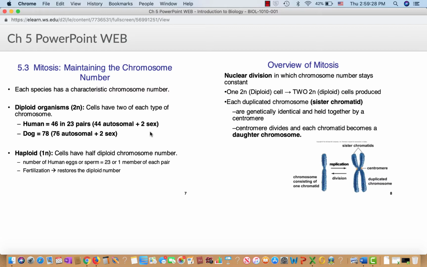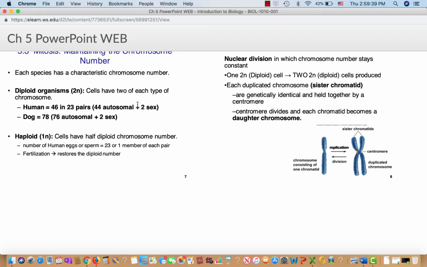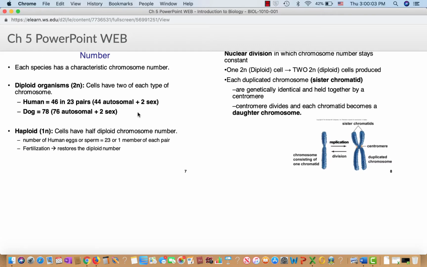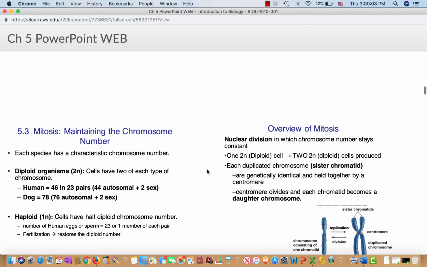It's just a weird plant thing, nothing you really have to worry about for this course. Your somatic cells are all diploid, meaning you have 2 of each chromosome, except your sex cells, where you just have 1 of each. For your haploid cells, you take that number and divide it in half, so you have 23 somatic, and then 1 member of each pair of your sex chromosomes. When those are fertilized, it restores the diploid number, so you end up back with your 44 and 2, for 46 in total.